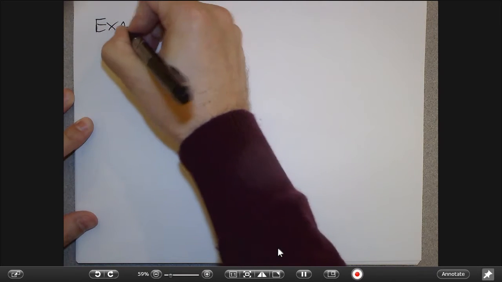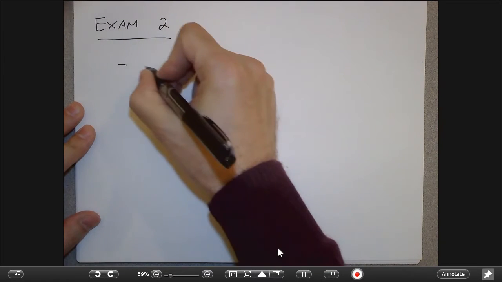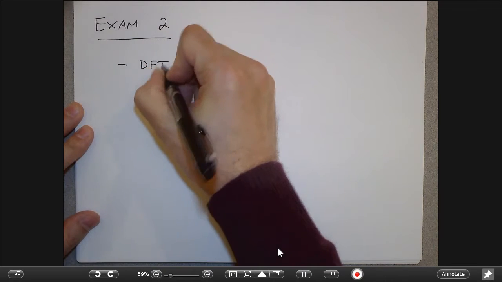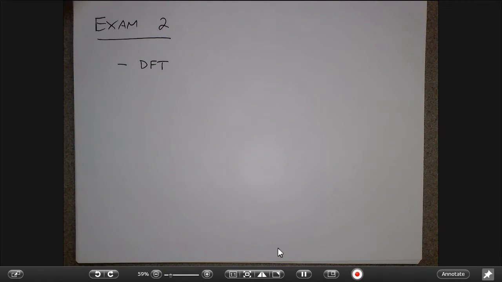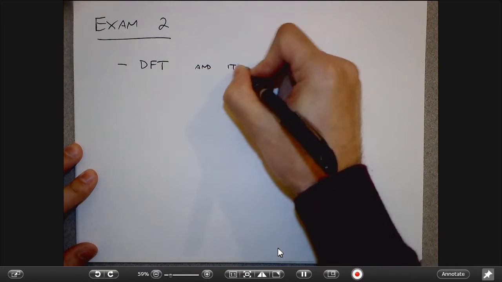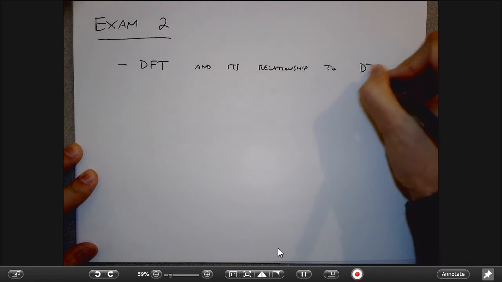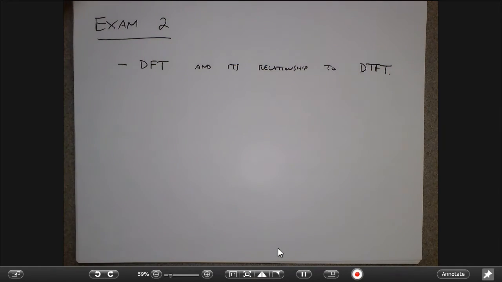Okay, so exam 2. The final exam in this class, because there is no actual final. Okay, so let's think about what we covered since the previous exam. So we started out talking about, so we had just talked about the discrete Fourier transform just before exam 1, right? And we talked about how the DFT was related, and its relationship to the DTFT. Okay, so that was kind of the way we started off in the beginning.